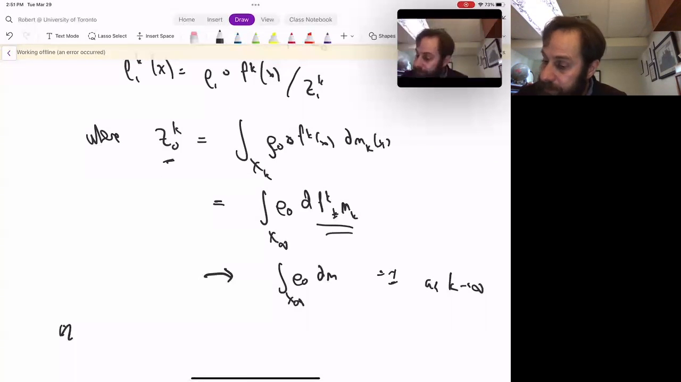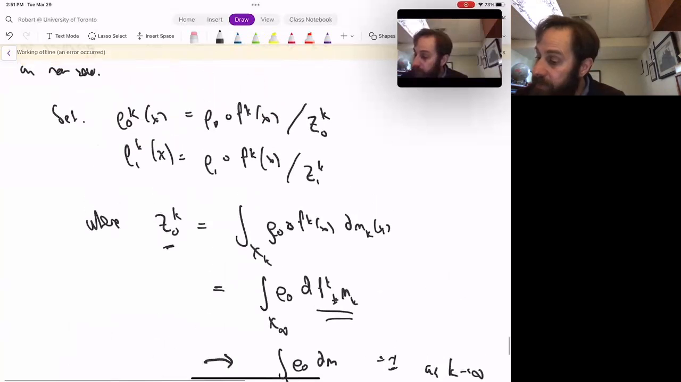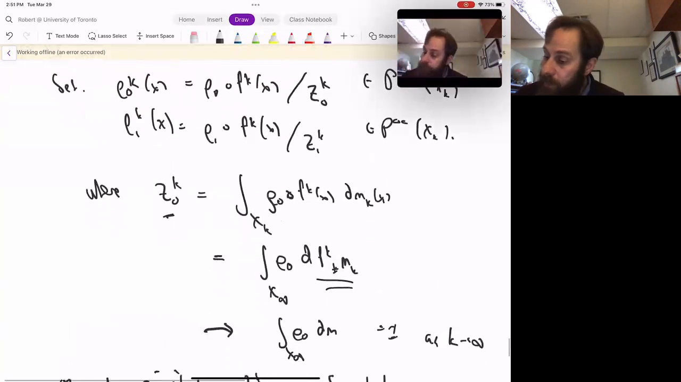And similarly, Z1k is greater than 0 for k large enough. And so these guys I just defined are going to be the densities of absolutely continuous probability measures on the xk's for k large enough. Great.